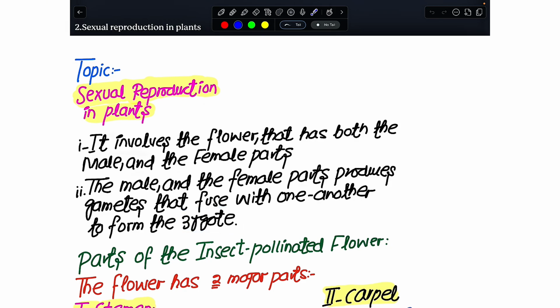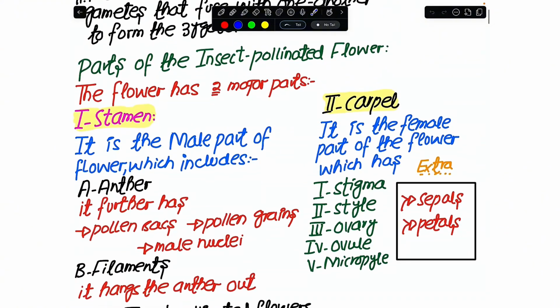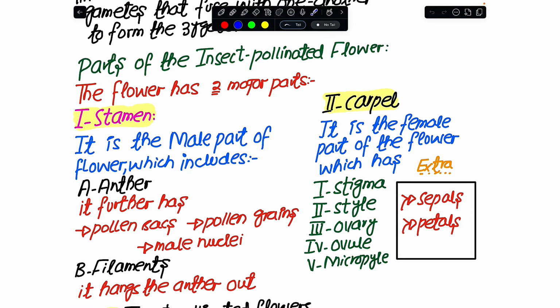Now, since sexual reproduction revolves around the flower, our idea and concept of the flower structure and its functions should be very clear. If I were to take you through the parts of an insect pollinated flower, sexual reproduction happens in both the insect and the wind pollinated flower, but the overall mechanism of reproduction and the parts would be the same with an exception for a few.